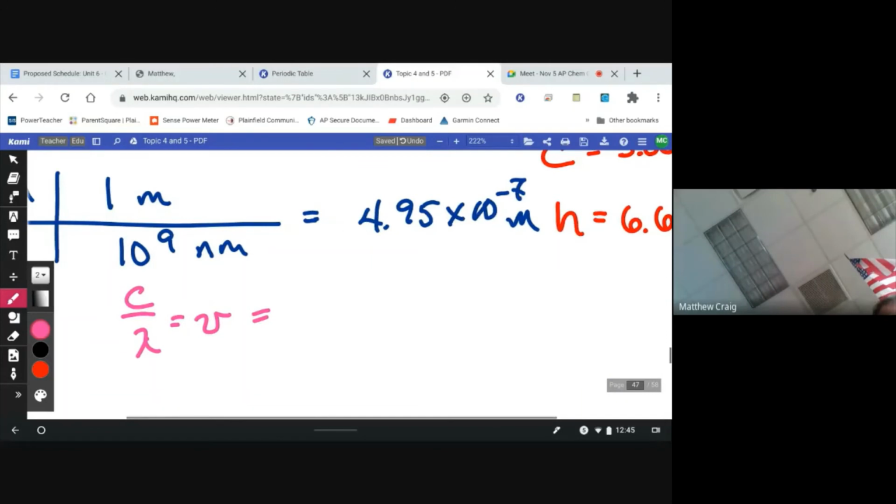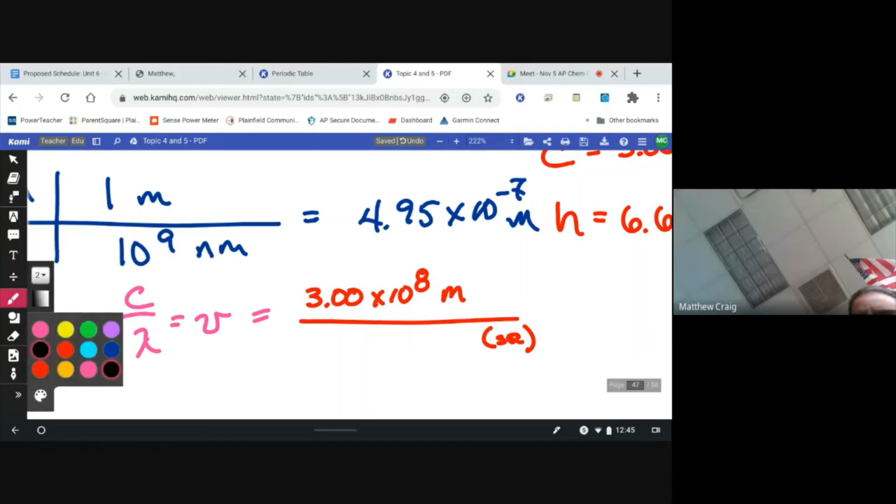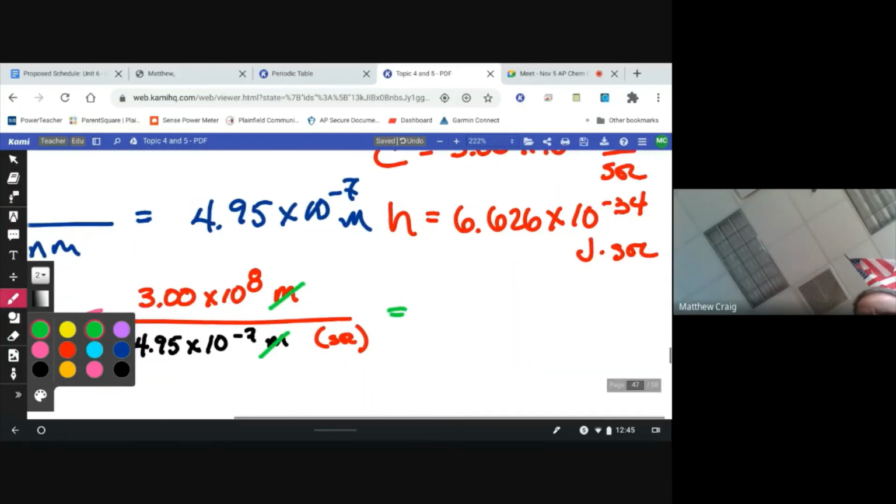Yes, you will have math on the test. I think on your equation sheet it says 2.998. If you're using 3, I can live with it. 1 over seconds. And in this unit, it matters what you do. So meters cancel and 1 over seconds.